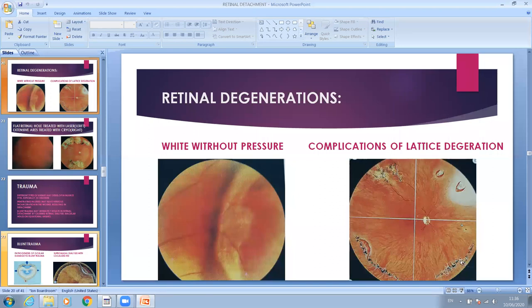You can see these small red holes here, and there is a small area of retina separated other than the area of the lattice. All of these can give rise to detachment. See this area where there is a hole, and you can see a whitish area around. This is subretinal fluid, and the retina has started separating due to the presence of this hole.